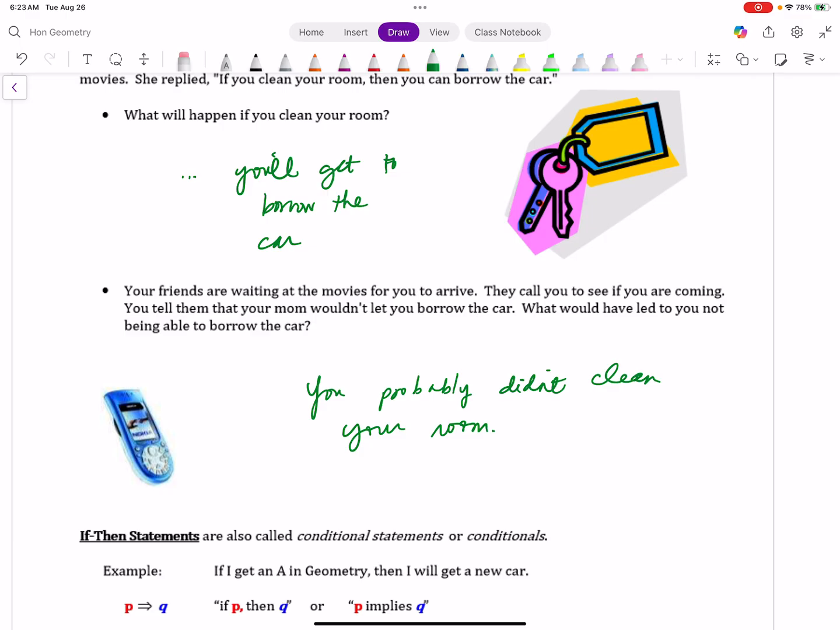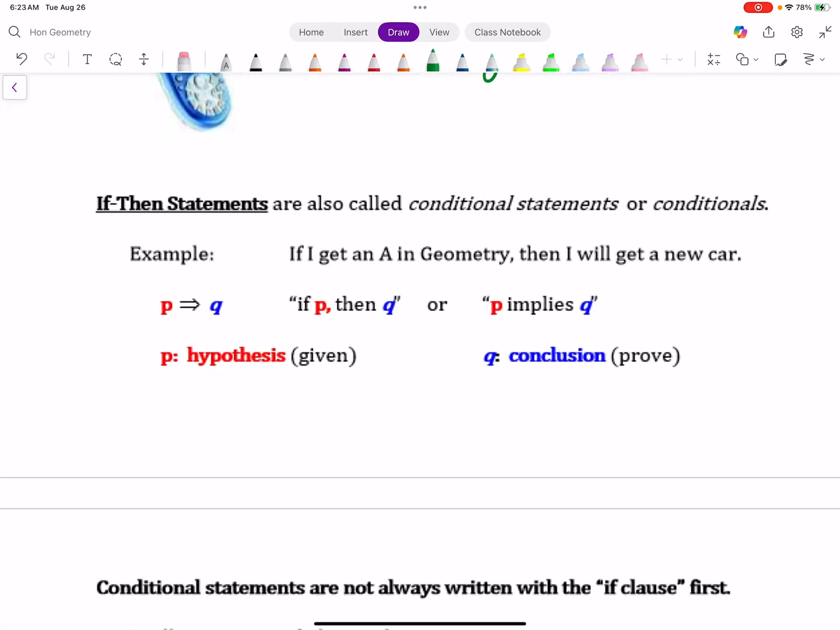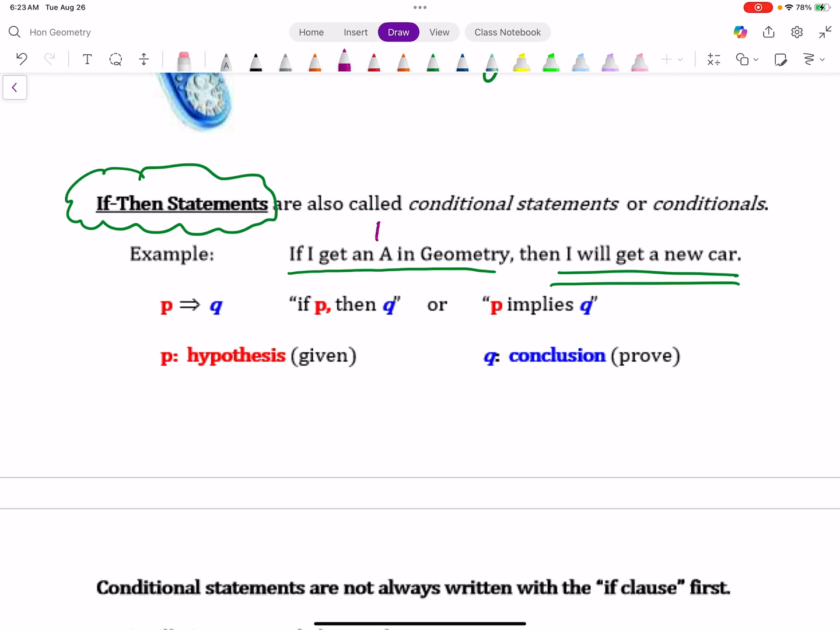And I know you're probably sitting here thinking, what in the world does this have to do with geometry? It's just the fact that there are logical conclusions to be made from things given certain conditions. And these conditional statements, we like to think of them as if-then statements in geometry. So, like, if I get an A in geometry, then I will get a new car. And I've always seen it in every textbook I've ever read. They always use the letter P to stand for the if. They'll use Q to stand for the then.